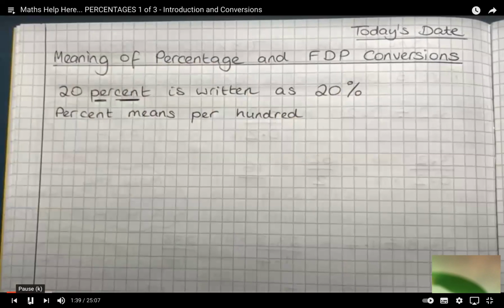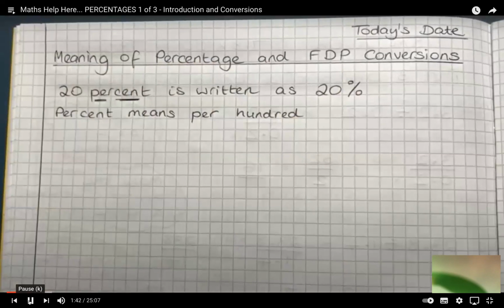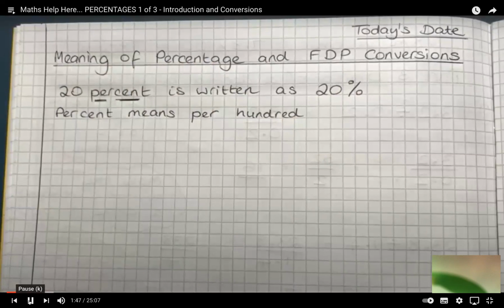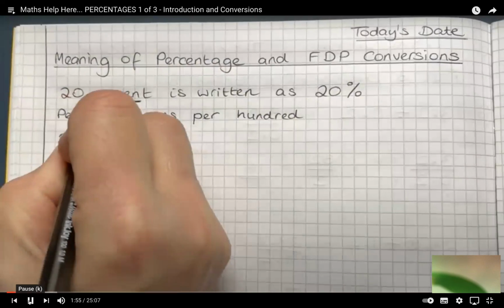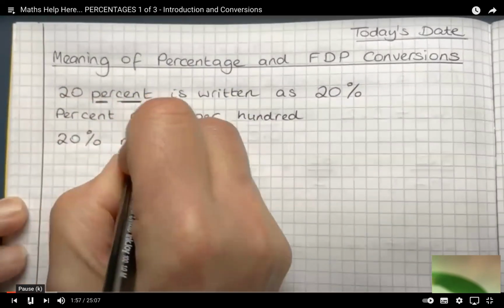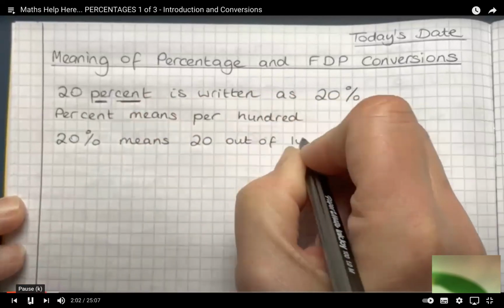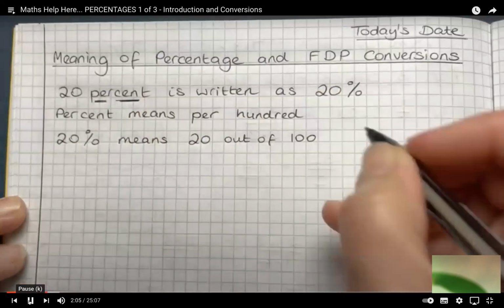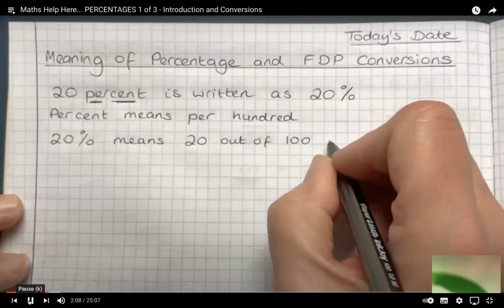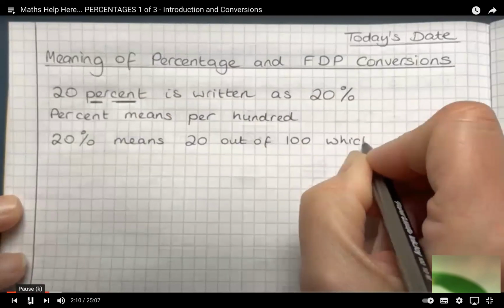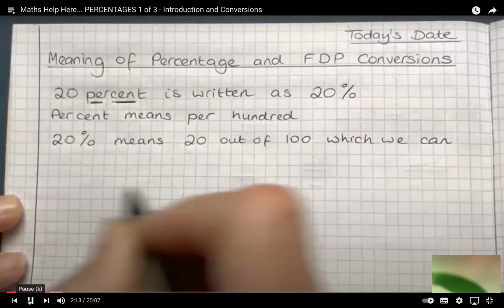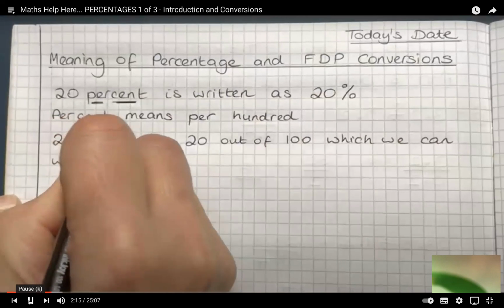So in a maths test, if you get 80%, you've got 80 questions correct out of a total of 100 questions, perhaps. Okay, so therefore, 20% in this case means 20 out of 100. Okay, and we can write this as a fraction.